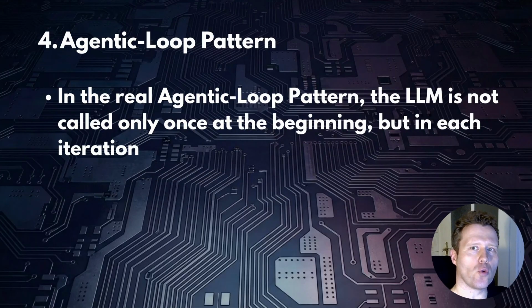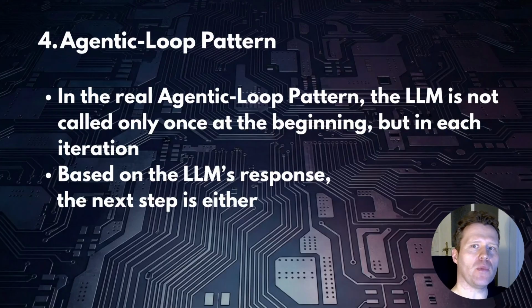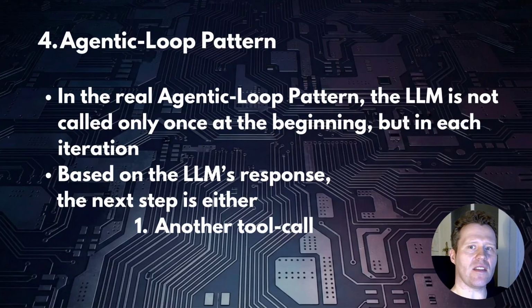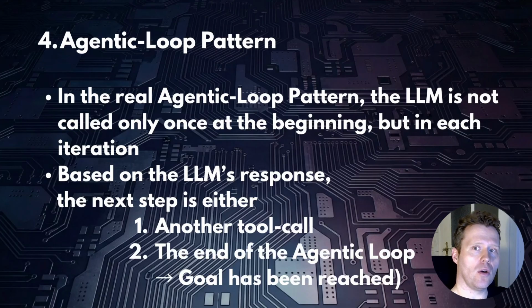In the real agentic loop pattern, the LLM is not only called once at the beginning, but in each iteration. Why? Because on the LLM's response, the next step is being planned. And the next step is either another tool call or the end of the agentic loop, which means that the goal has been achieved or reached.